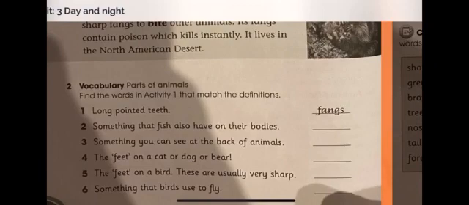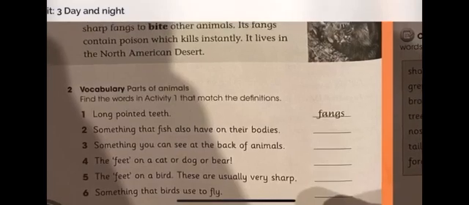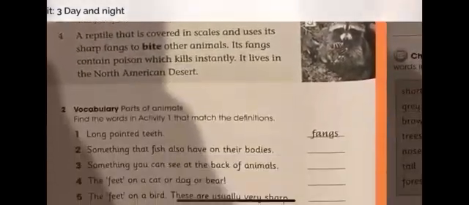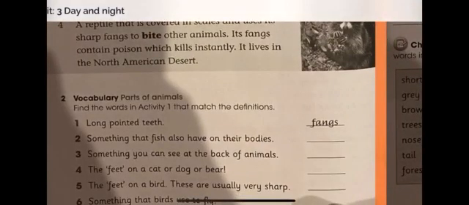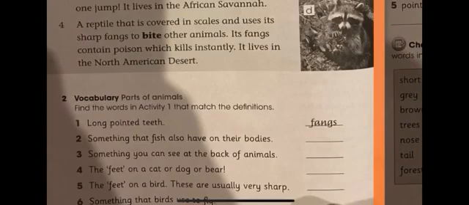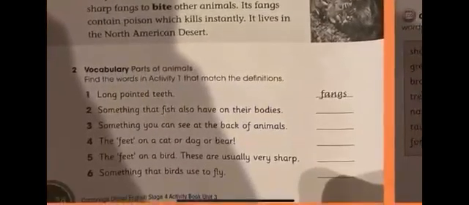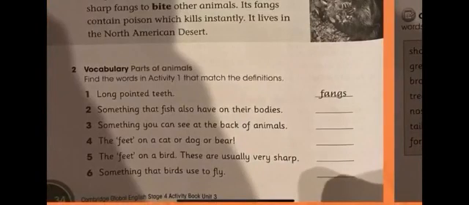Okay, some definitions are written over here, and these definitions are of the words that are in this paragraph. So just read the paragraph and find the word from the paragraph; these sentences are basically definitions of the words that are here. The first one has been done: long pointed teeth. So what is this? It's fangs. Snakes do have fangs, pointed teeth.